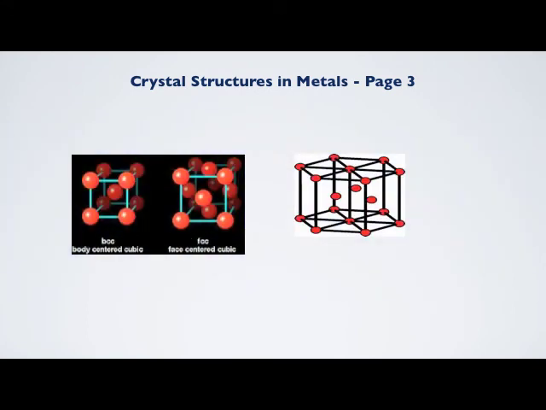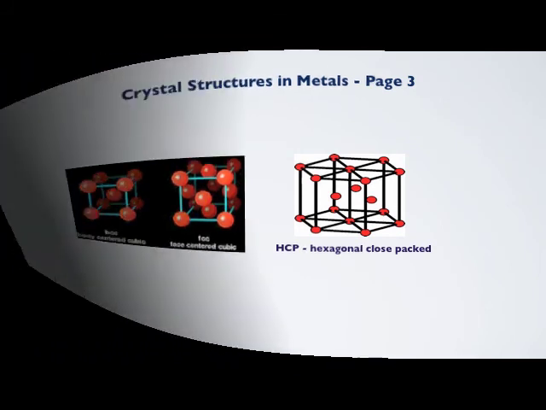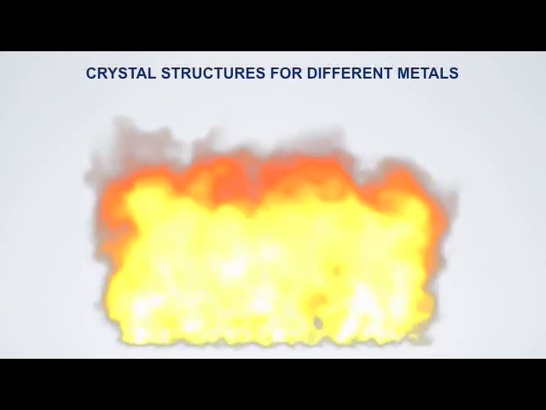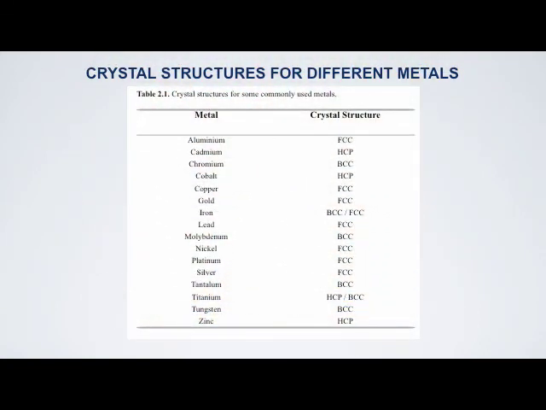Now these are the different crystal structures. BCC and FCC are very similar, but HCP is slightly different, shaped more like a hexagonal. Now this is the table for the different crystal structures for metals. Usually most metals have one, but as we can see with iron and titanium, they can have more than one depending upon its chemistry and temperature.